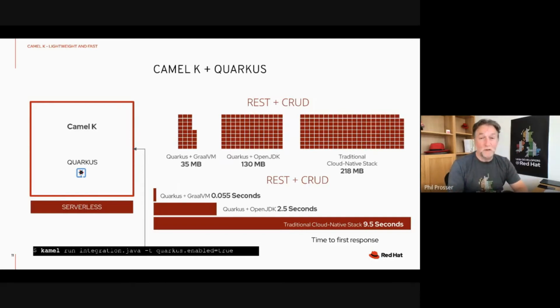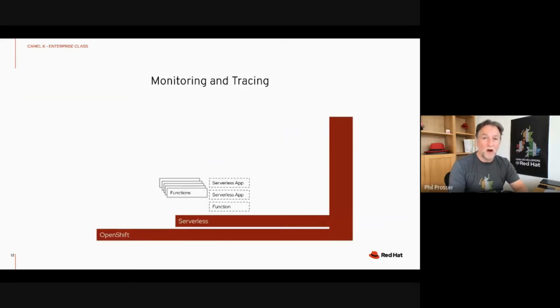And again, by default, Camel K will go for Quarkus, but as I'm showing on the bottom of the screen there, I can actually turn it on or turn it off depending on what I want to do. So I can override these things. We also are already, even though we've not released, at an enterprise class stage, I would call it.